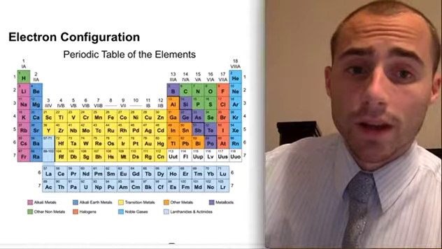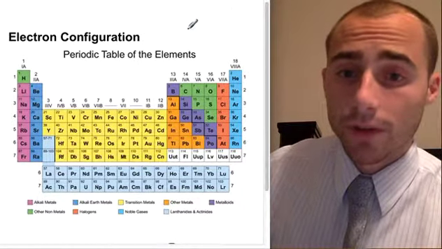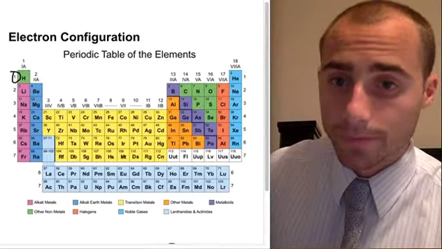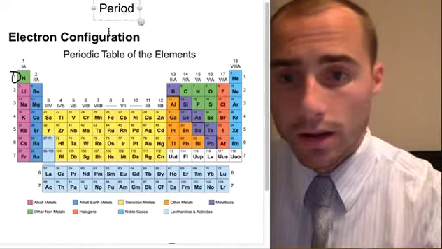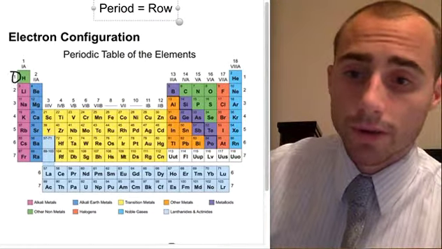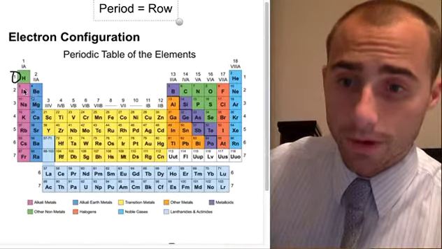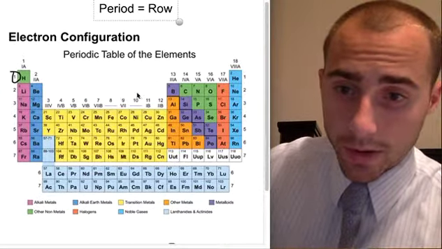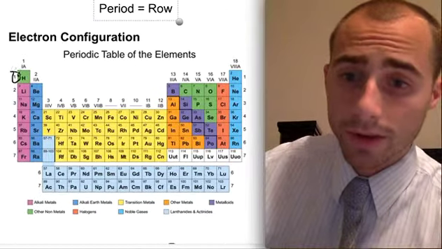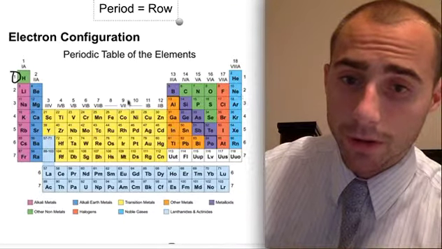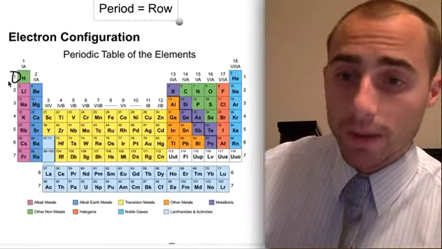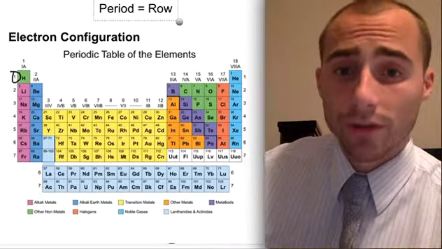Second thing that we have already gone over is the number of energy levels an atom has is based on its period number. Now, period number in our periodic table, period equals the row. So right here that I circled, that is row 1, also known as period 1. Period 2, period 3, period 4, etc. So period 1 only has 2 elements in it, hydrogen and helium. Period 2 has lithium all the way through neon. Period 3 has sodium all the way through argon, and so on and so forth. The period number determines how many energy levels we have.